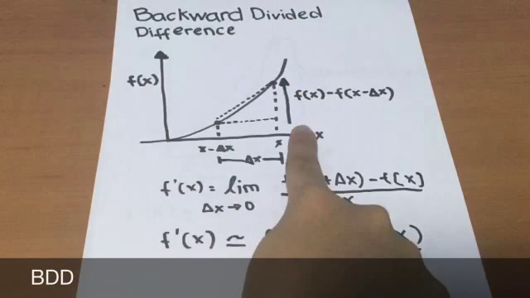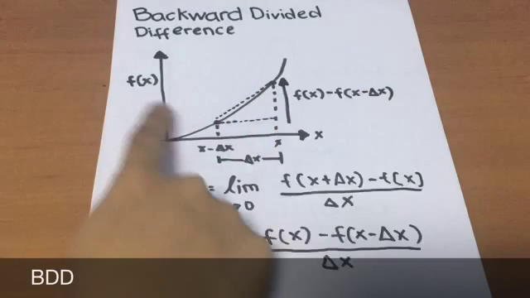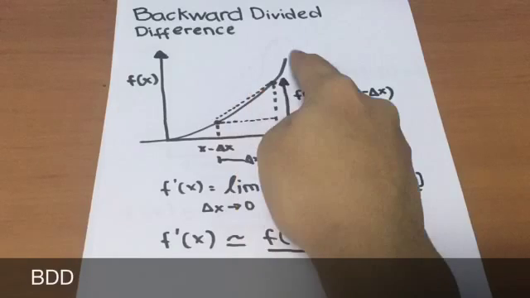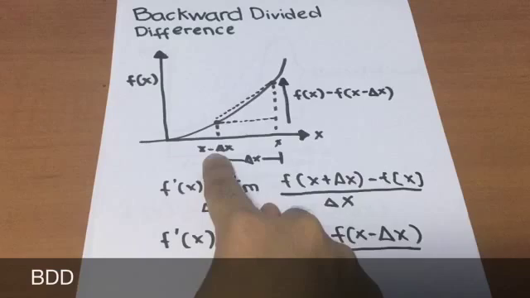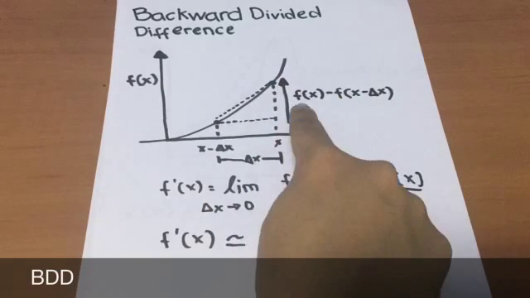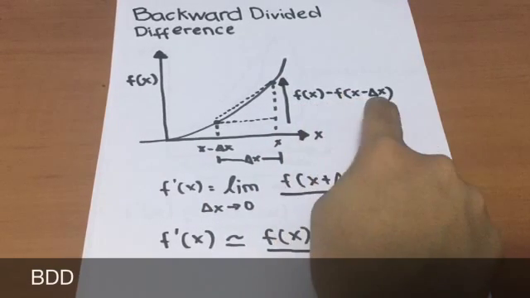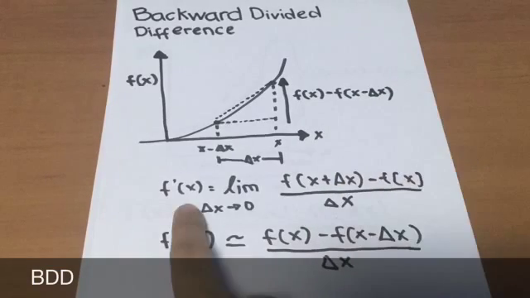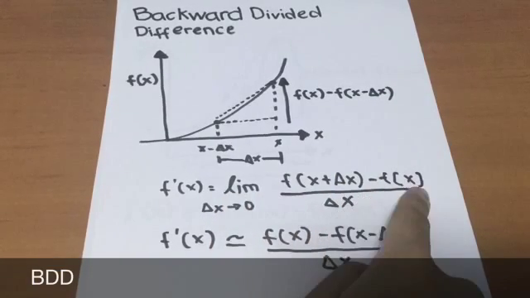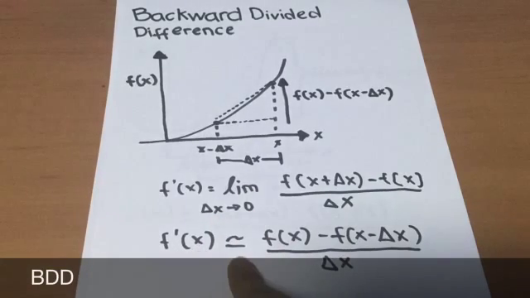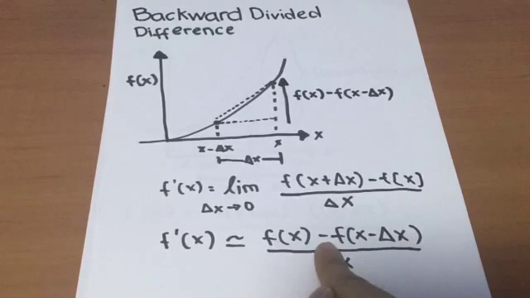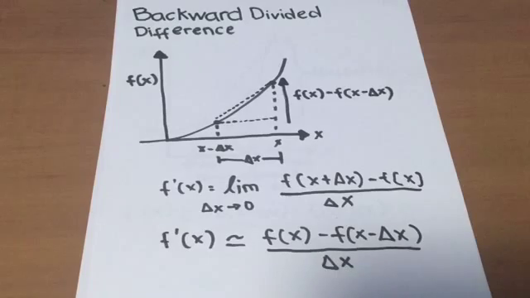For backward divided difference, we have here f of x, we have the rise and the run: f of x minus f of x minus delta x, over delta x. And that is the equation of the rise. We have the limit of f of x plus delta x minus f of x over delta x as delta x approaches 0, or we can say that f prime of x is approximately equal to f of x minus f of x minus delta x over our delta x.